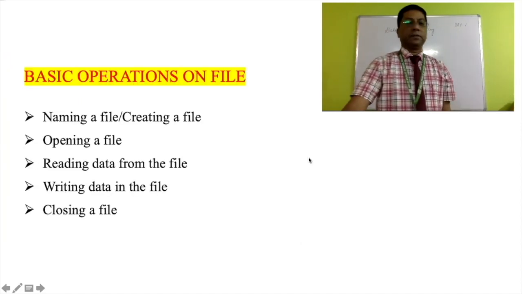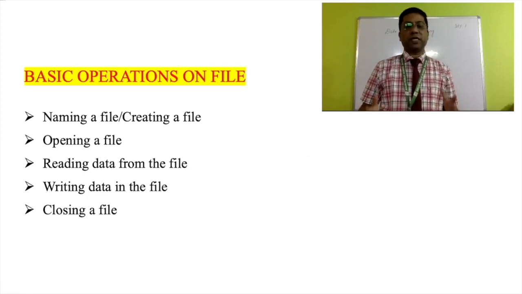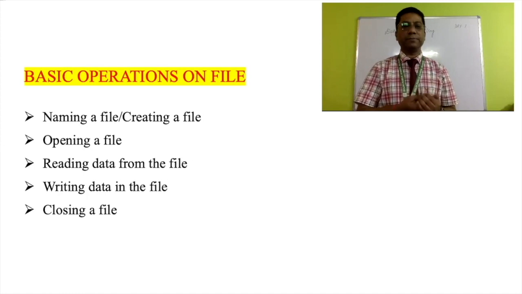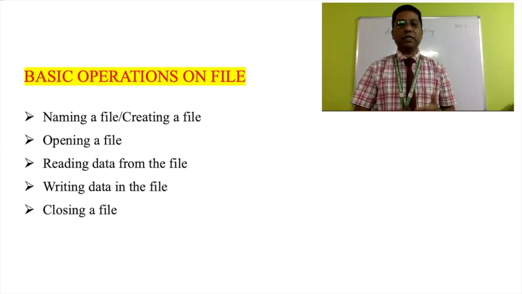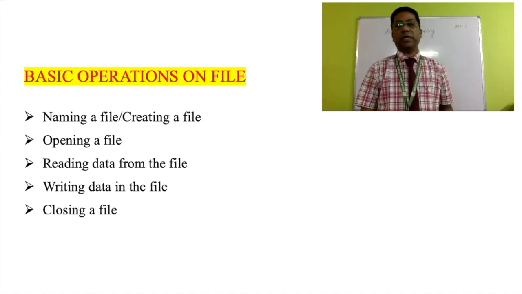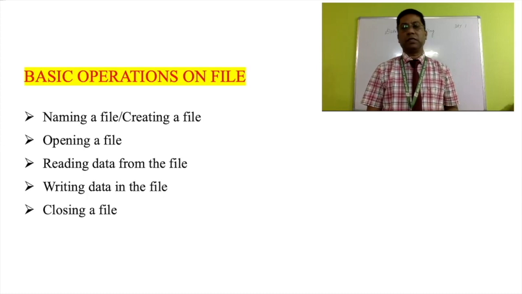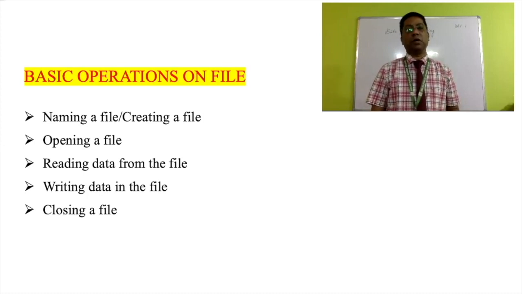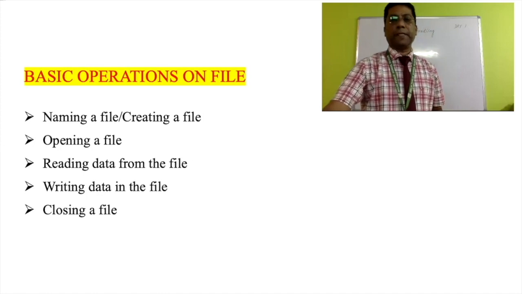Now, what are the basic operations we can perform on the file? We can create a file, we can name a file, we can open a file, we can read the data from the file, we can write data into the file, and we can close a file. So these are the basic operations which we can perform on a file.